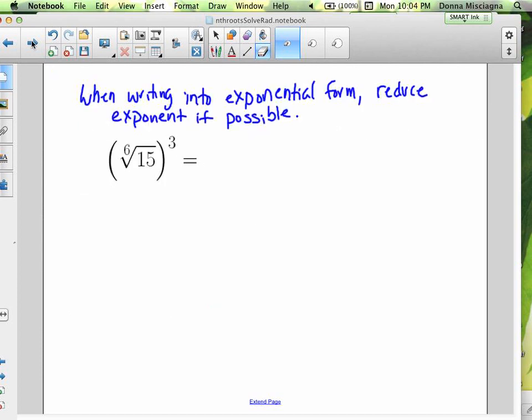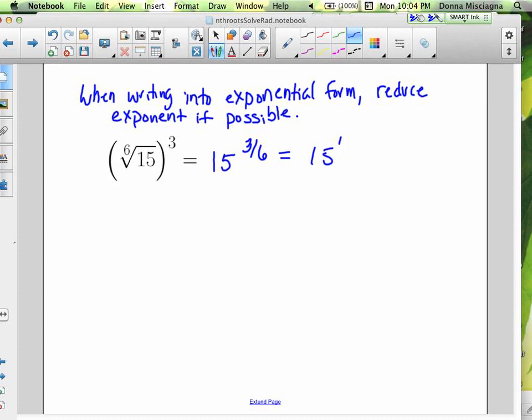When writing into exponential form, make sure you reduce the exponent if possible. So my base, under my radical sign, is 15. That would be the base, and then it's exponent over root. So that would give us 15 to the 3/6 power, but we could reduce that. That would reduce to 1/2 because they're both divisible by 3. So the 6th root of 15 cubed, 15 to the 3/6 power, and 15 to the 1/2 power are exactly the same.